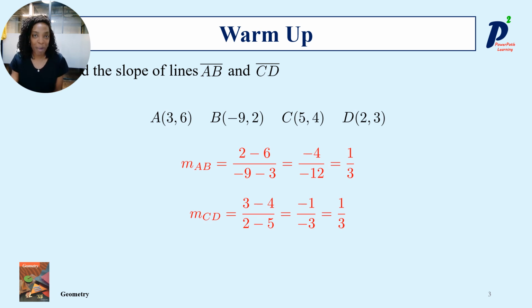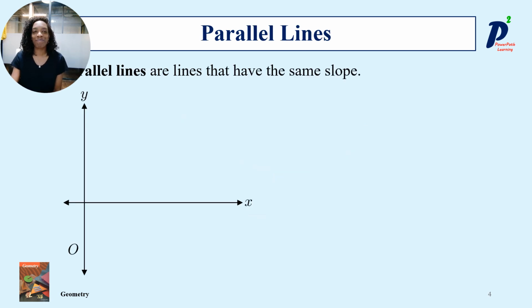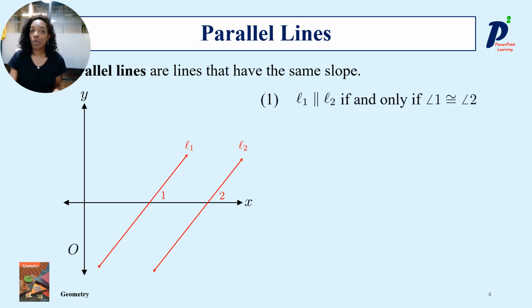Now, let's learn about parallel and perpendicular lines. Parallel lines are lines that have the same slope. The following 3 statements are facts. Number 1, line 1 is parallel to line 2 if and only if angle 1 is congruent to angle 2. That comes from our knowledge of parallel lines and transversals. If we treat the x-axis as a transversal, pretty obvious that they are corresponding angles.